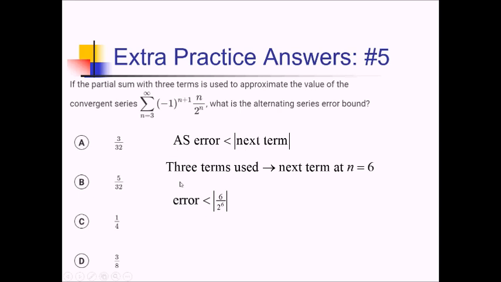Of course, we might have to simplify this a little bit. So 2 to the 6 is 64. 6 over 64, if I reduce that by 2, that's going to be 3 over 32. And that is one of the answer choices, choice A.